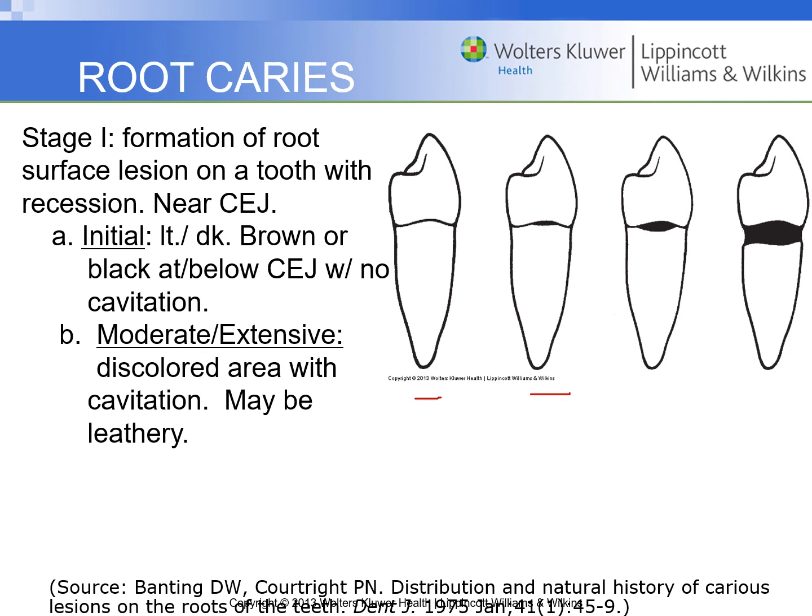Initially you will have light to dark brown. It takes on stain at or below the CEJ, and there's no cavity. Usually it's just a stain. Then it goes into another moderate to extensive area where it's a discolored area and it does have decay there, maybe kind of leathery feeling, and then it can go all the way around the root.